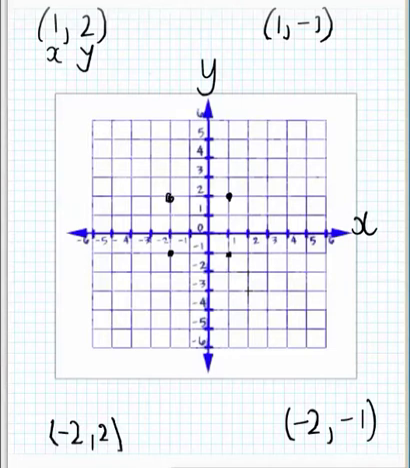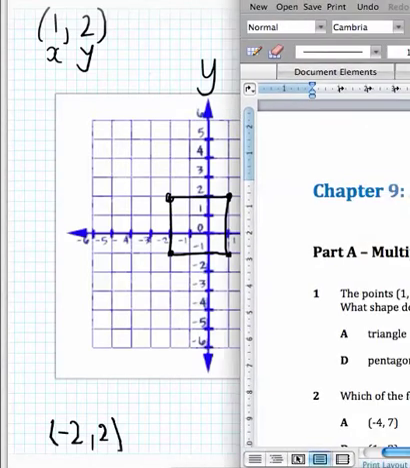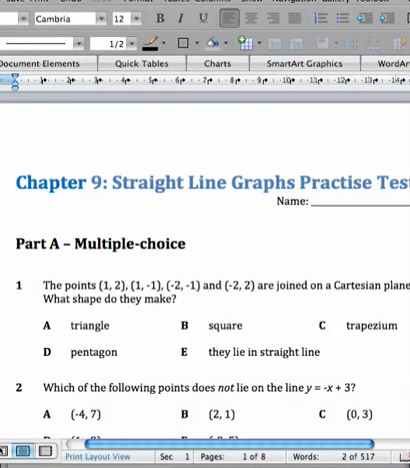And if we join these points up, we can see we get a, what shape is that? I think we can see it's a square. And that's it. And so for the multiple choice question, we just circle B.